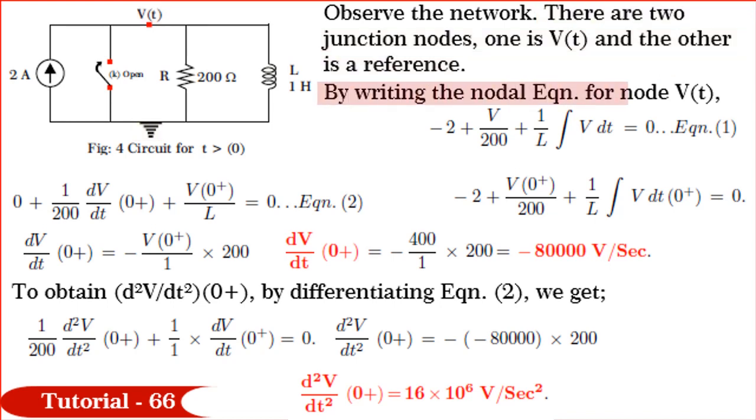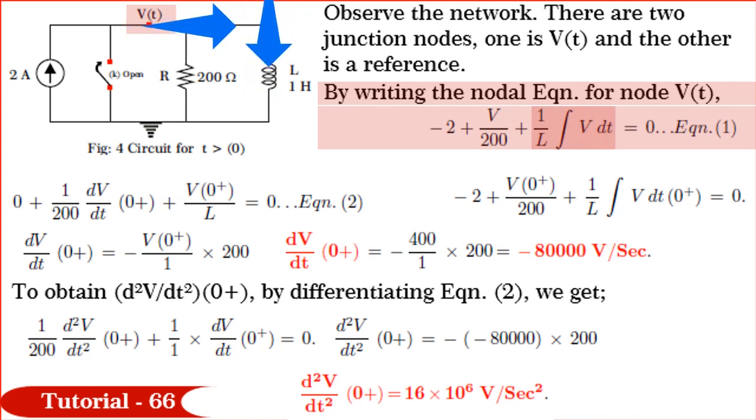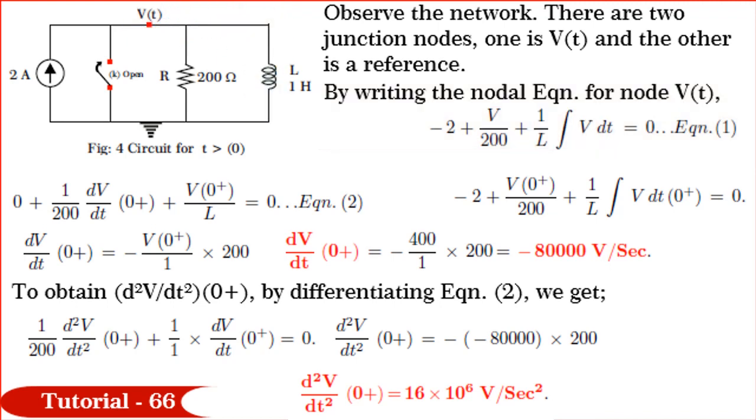By writing the Kirchhoff's nodal equation for node V(t), we get -2 + V/200 + (1/L)∫V dt = 0. Note, (1/L)∫V dt is the current through the inductance. Friends, equation 1 is a general equation which holds good for all time t. So, it also holds good for t = 0+.